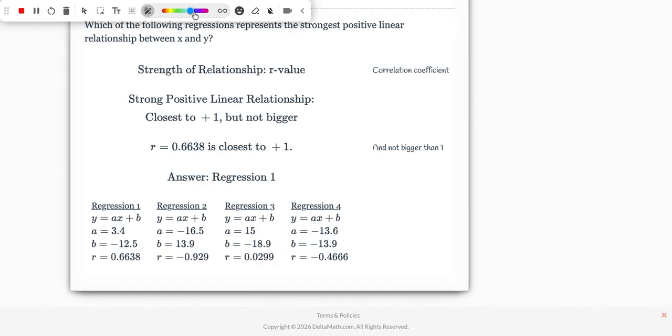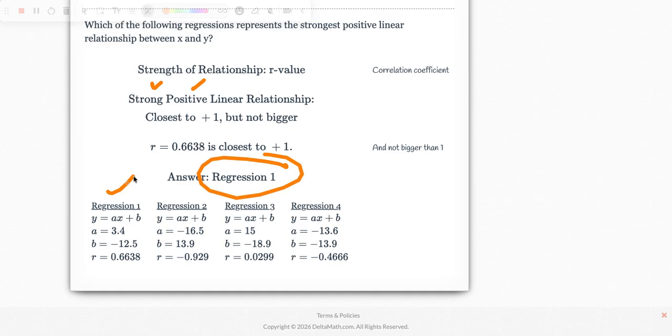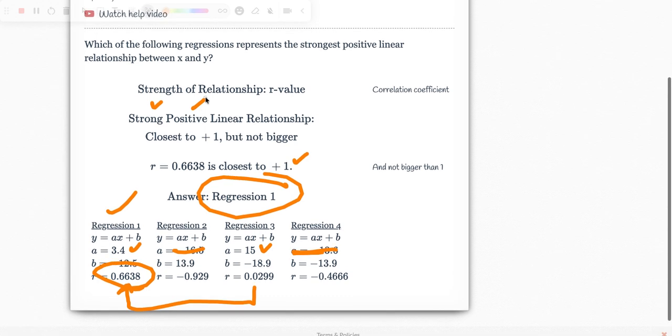So this had the strong positive linear relationship. This one, because this was positive, that was negative. This is positive, that's negative. And between these two, this one was definitely closest to positive 1, not bigger. I mean, it can't ever really be bigger than 1, to be honest.